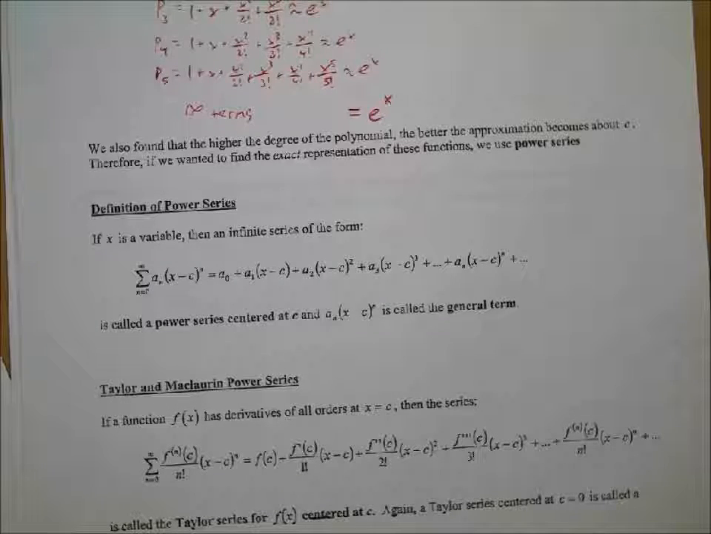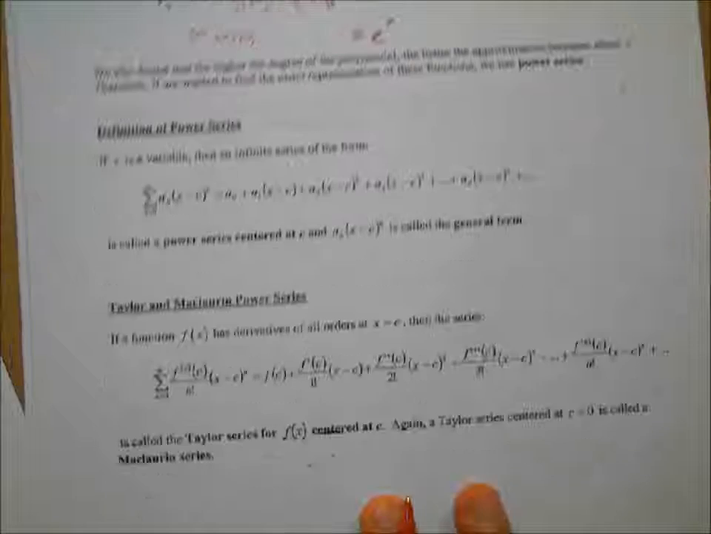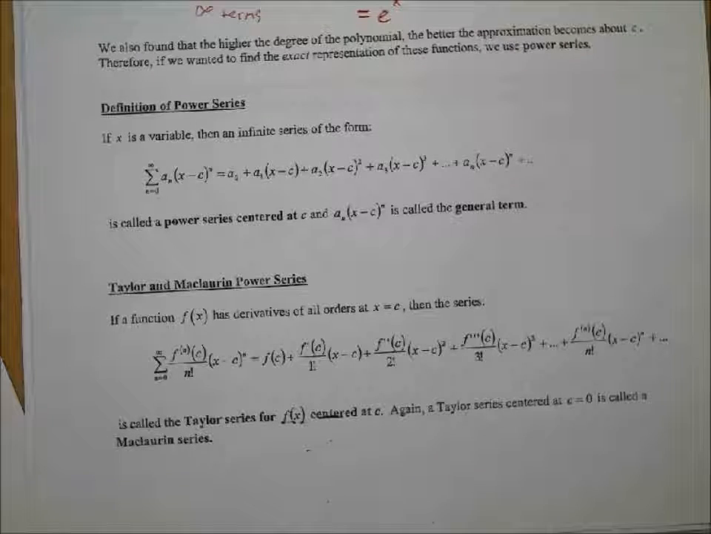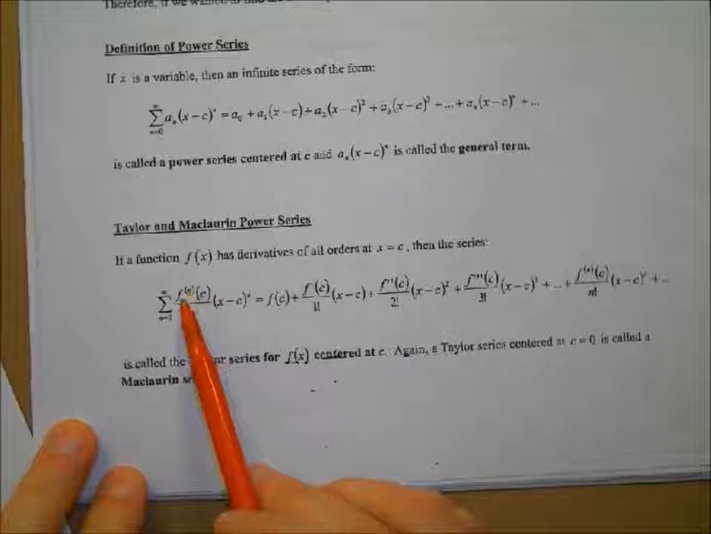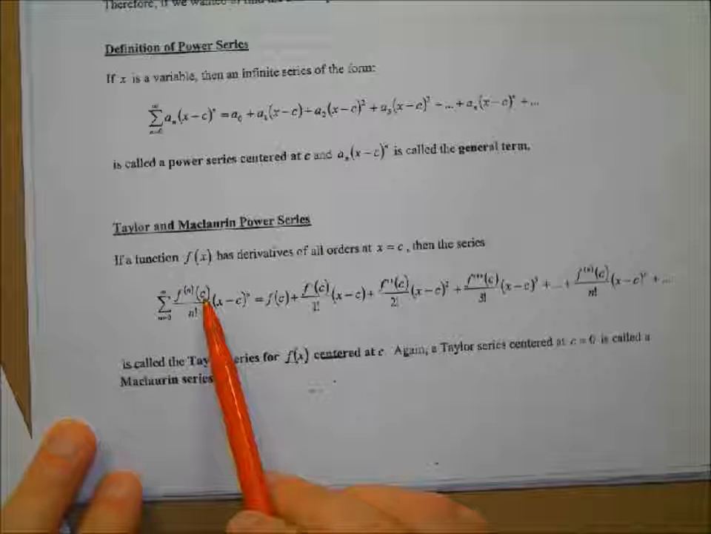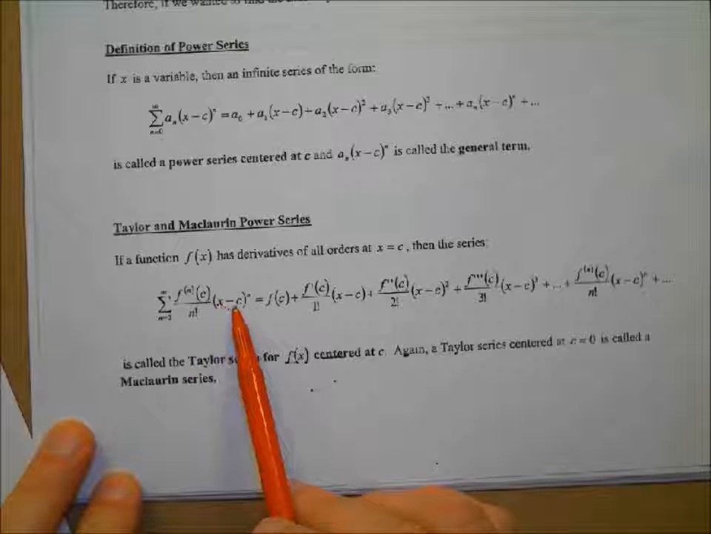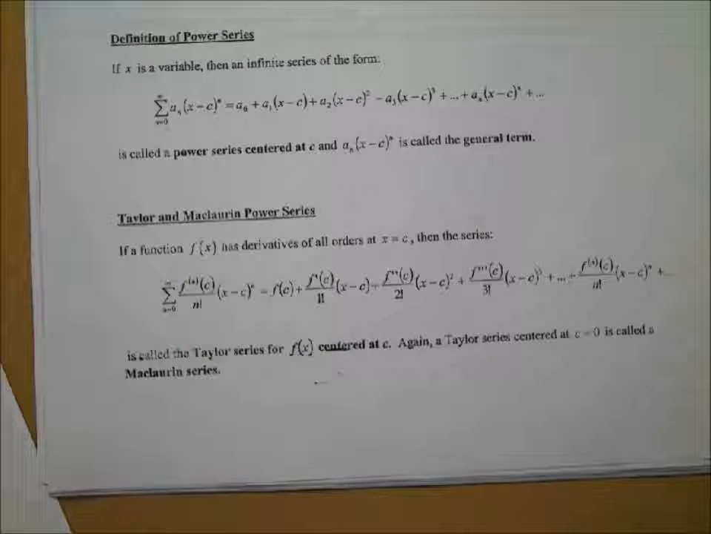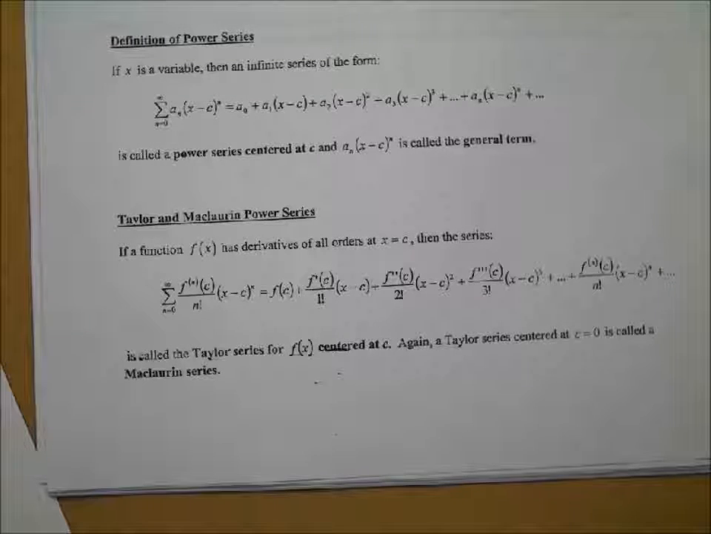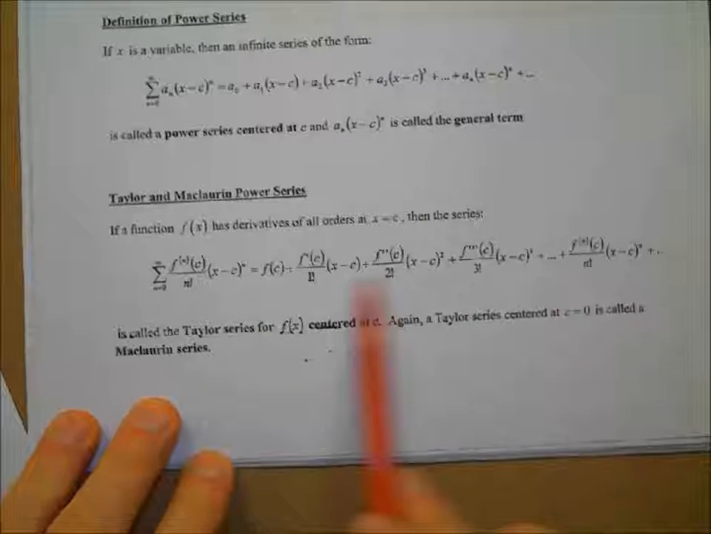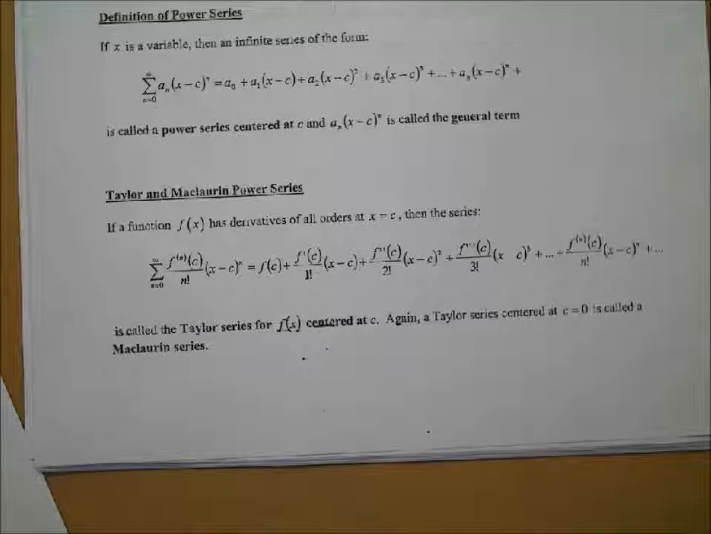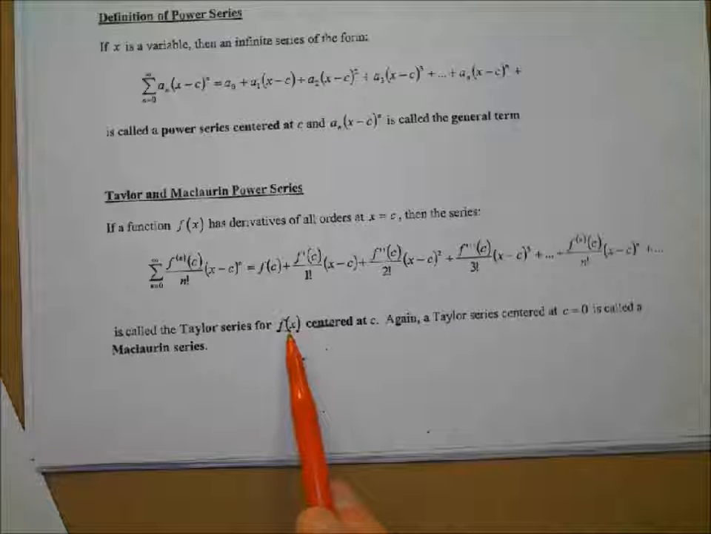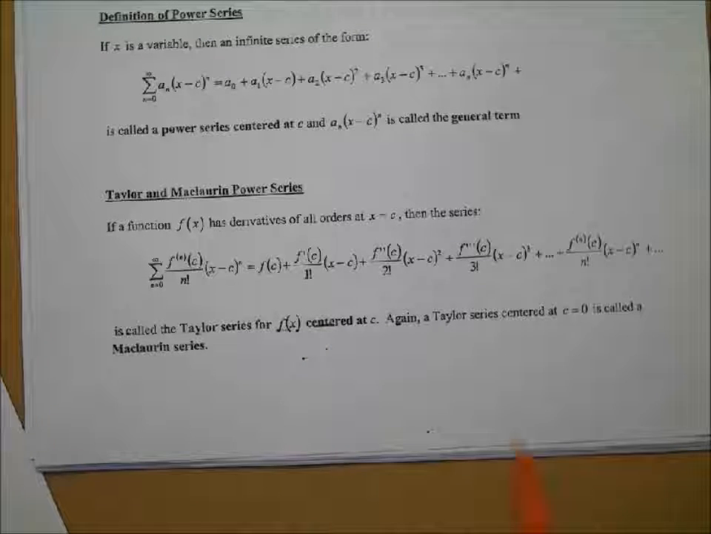And so then we can also talk about Taylor and Maclaurin power series, because Taylor and Maclaurin have a very regular pattern about how we create them. You see this right here: you have the different derivatives of f at c over n factorial, times x minus c to the n. This is essentially our Taylor formula written out, but now put in summation notation. And this is called the Taylor series for f of x centered at c. Of course, a Taylor series centered at c equals 0 is called a Maclaurin series.